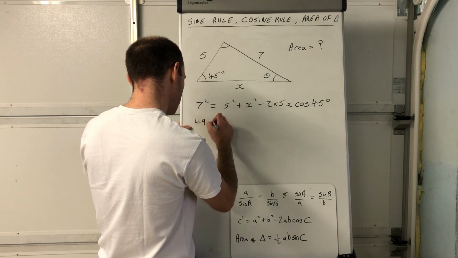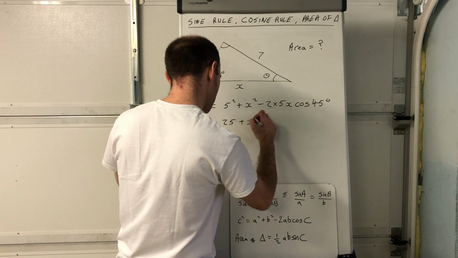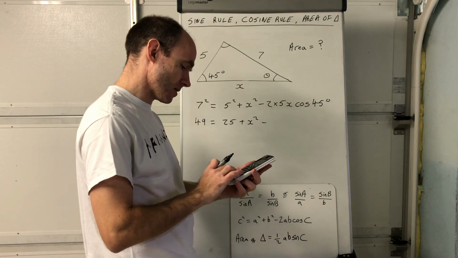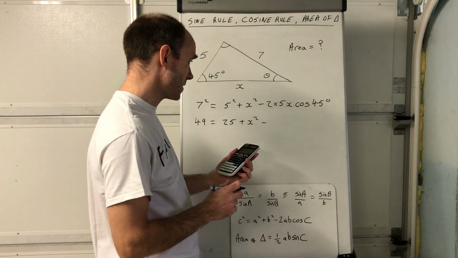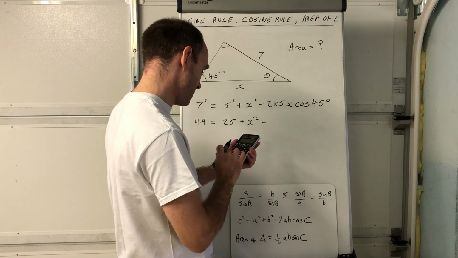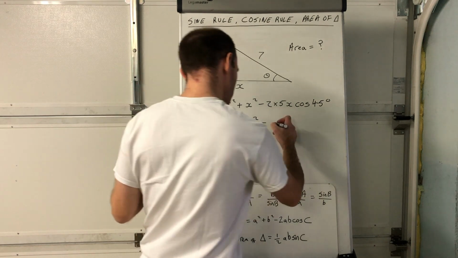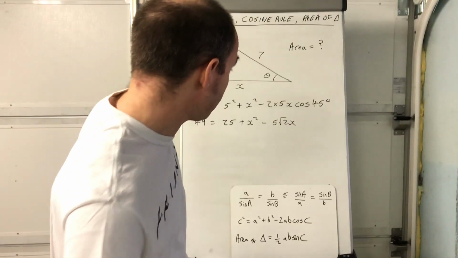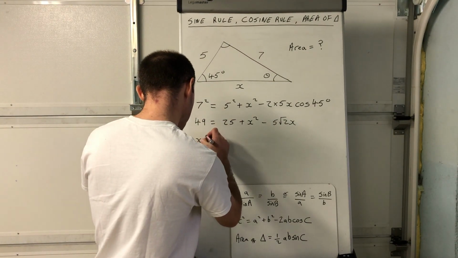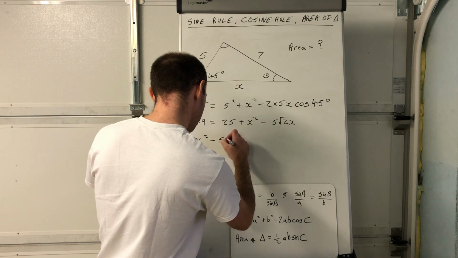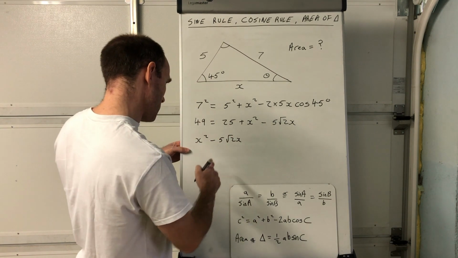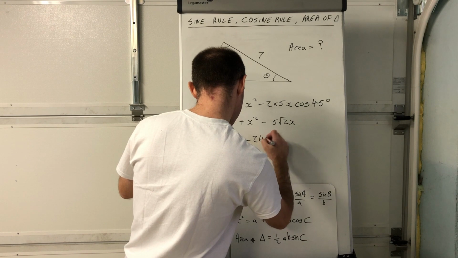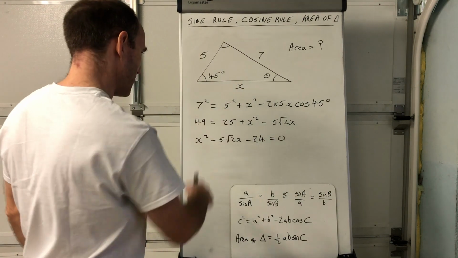So that would be 49 is equal to 25 plus x squared. And then let's work out what this is, shall we? Cos 45 degrees is root 2 over 2. As I type it in now, you can check that with me. And when you multiply it by 2 times 5, we get 5 root 2. So that's going to be subtract 5 root 2x. Because it's a quadratic, we have to get all the terms to one side. So x squared subtract 5 root 2x, and then we put that onto that side, so that's subtract 24 is equal to 0.